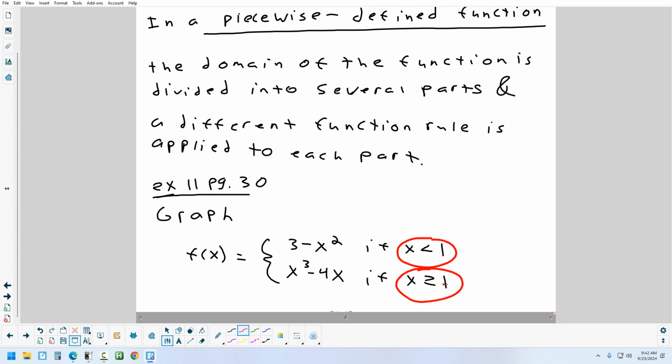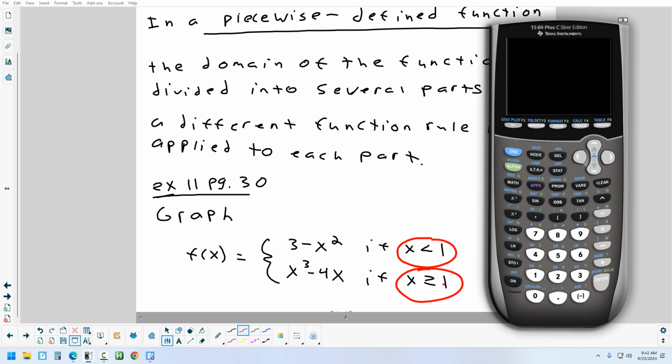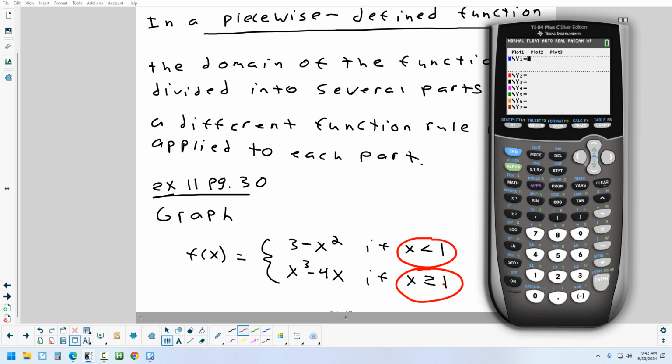All right, but what I want to show you is how you type that in. Typing it in is very similar to how we type in other graphs. The only thing we have to do is put in parentheses. So when we type in 3 minus x squared, I want you to type it in just like that. Now, if that's all you do, just type in 3 minus x squared and press zoom 6, it's going to draw that graph on the whole screen.